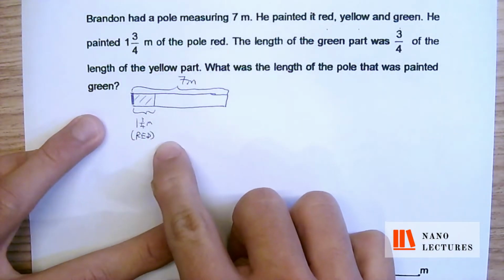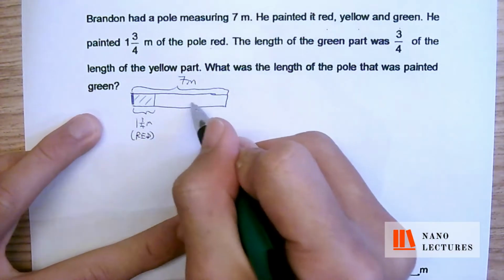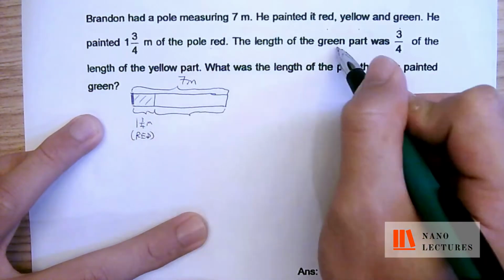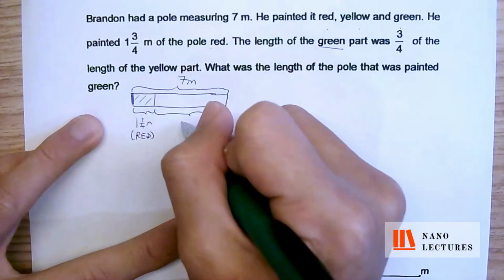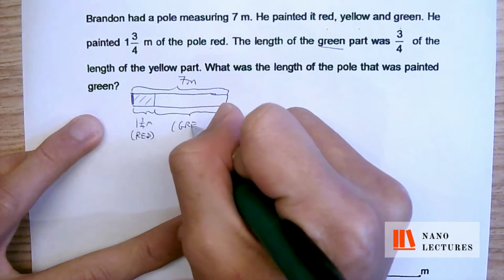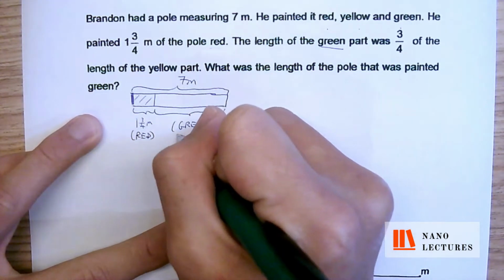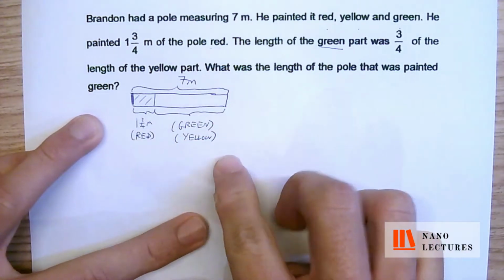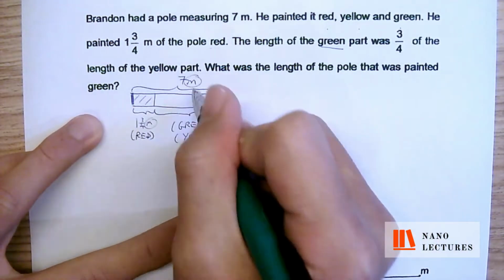Tell them this first. Now, what does this mean? The remainder, we do not know how long, is either green or yellow. So I'm going to put here green, yellow. Help them to visualize it first. Meters and meters, help them to visualize it first.